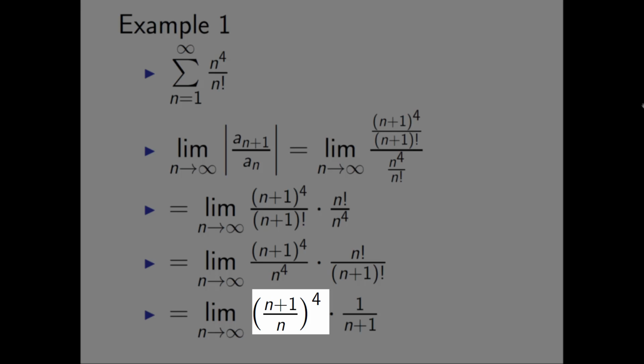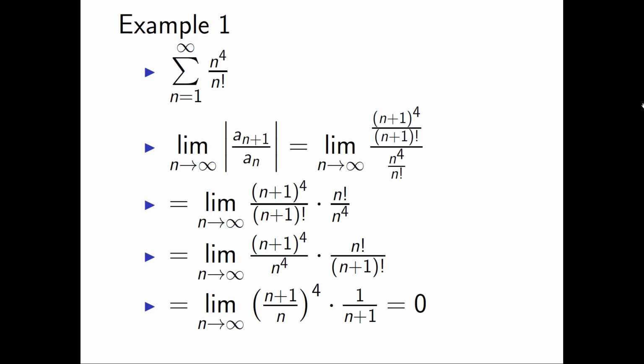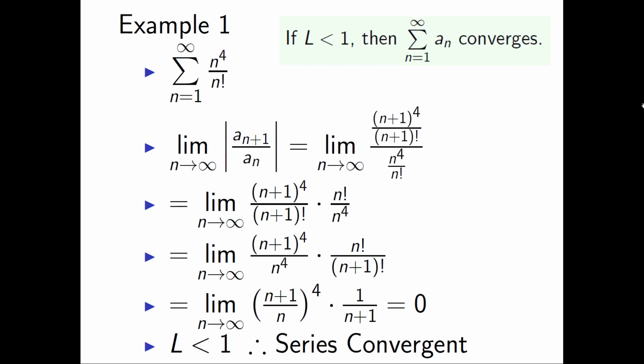Hopefully you can see this term is going to go to 1 as n goes to infinity, whereas this term is going to go to 0. So overall, if we have 1 times 0, this limit is 0. And if you remember our theorem, it said that if L was less than 1, then the series was convergent. So we can make that assumption now that this series is in fact convergent because this ratio test has given us L less than 1.